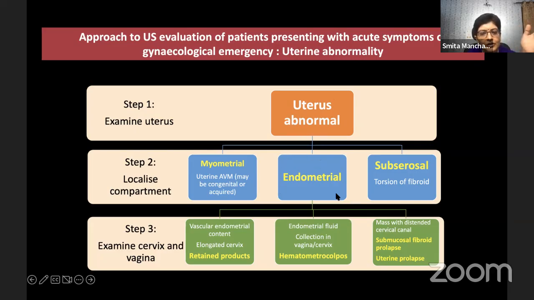It can be an endometrial abnormality where there can be fluid or collection within the vagina or the cervix. There can be a hematometrocolpos, or there can be a myometrial pathology where there can be a uterine AVM, or leiomyomas, which, if they are subserosal in location, can lead to torsion of the leiomyoma. In terms of the endometrial mass with a distended canal, there can be a submucosal leiomyoma prolapse, which can also lead to the inversion of the uterus.